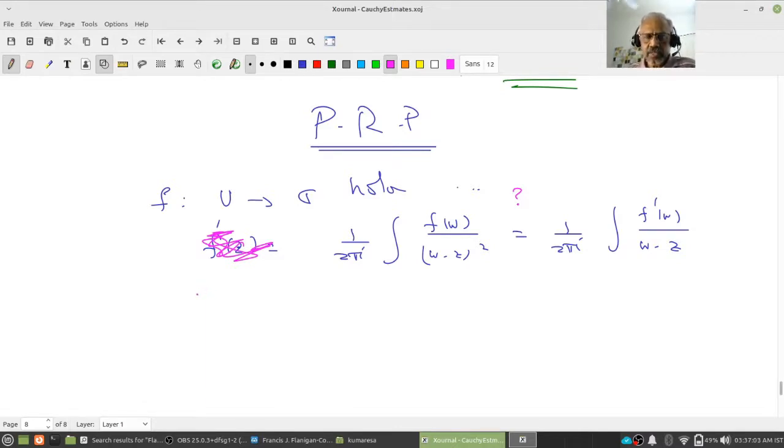Now there is a calculus method. Look at f', and according to the Cauchy integral formula, this is nothing other than f'(z). This is by Cauchy integral formula for derivatives applied for f, therefore f'(z), therefore they are equal. Do you follow that? But there is a subtlety.